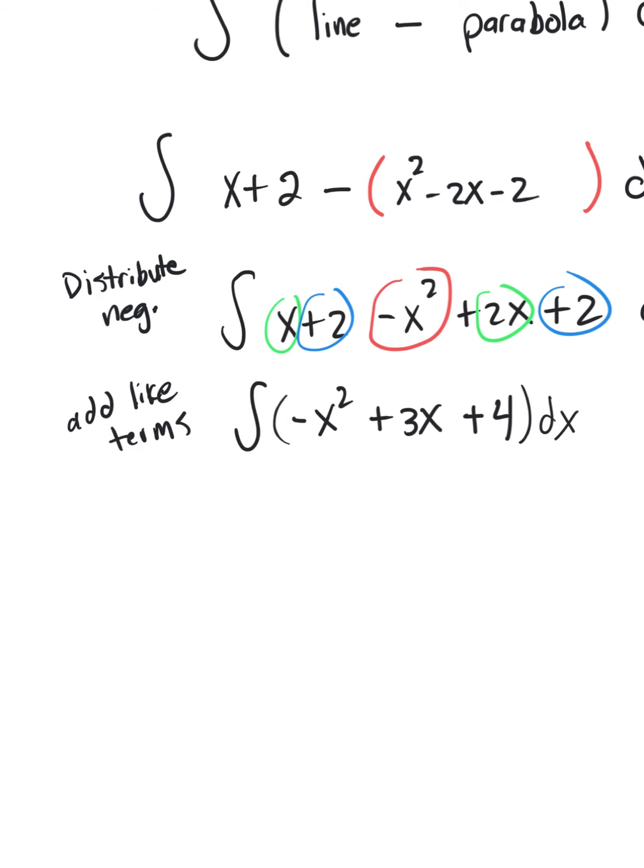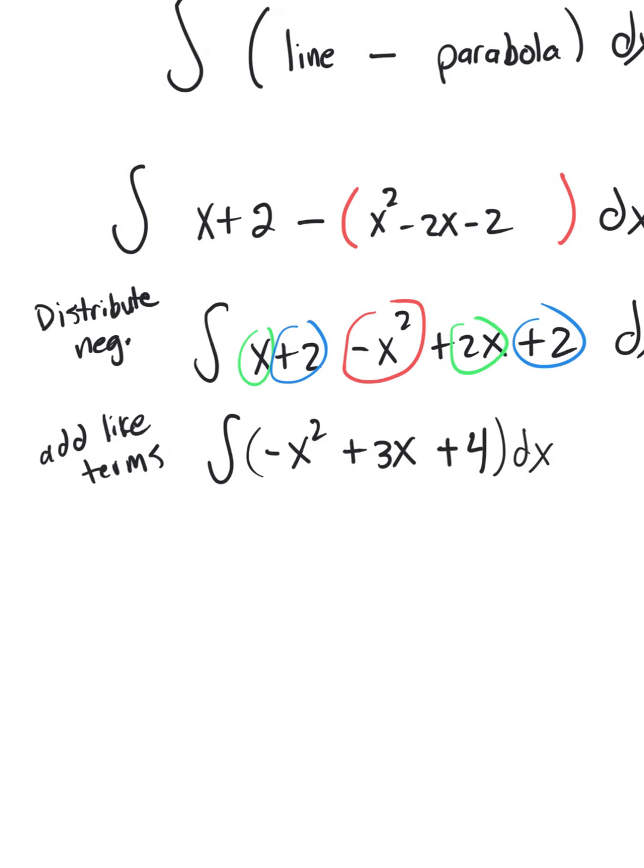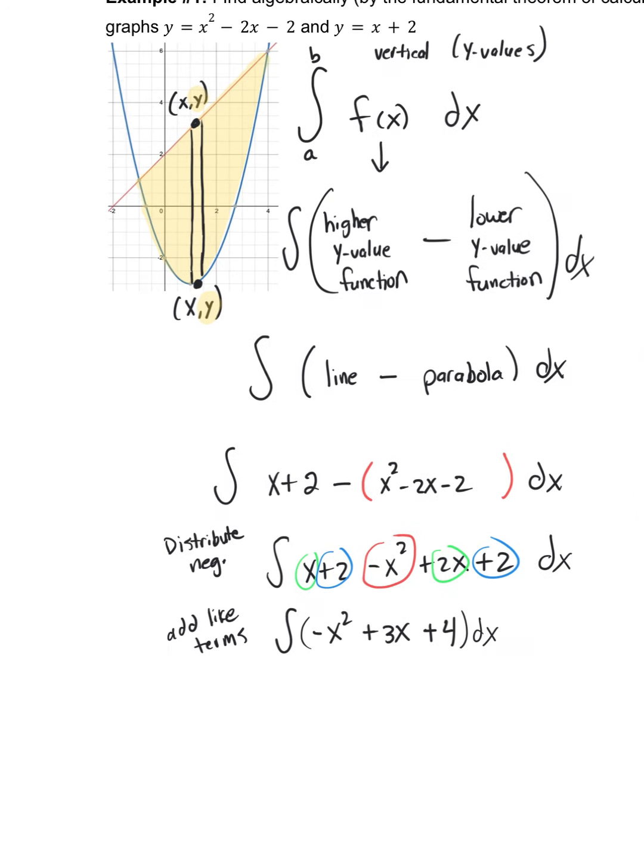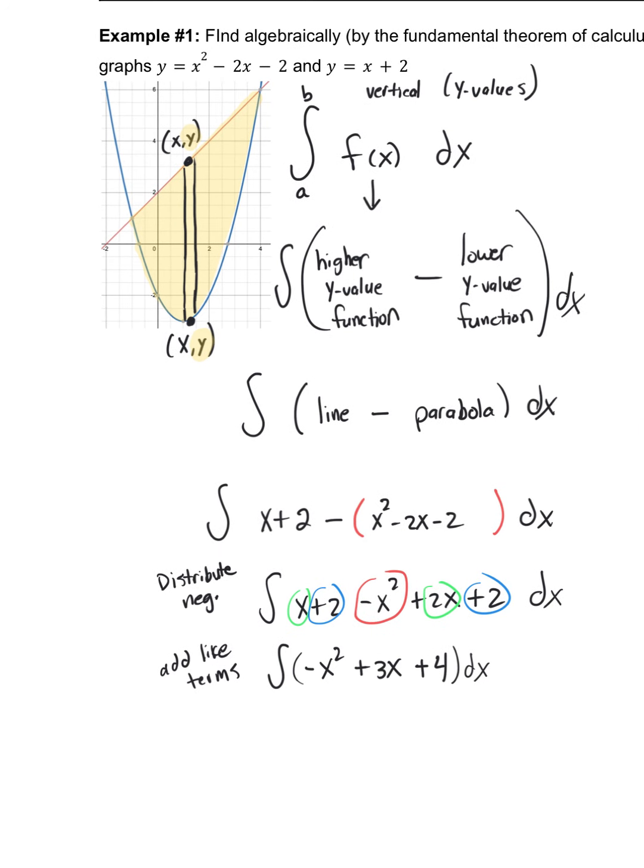All right, so we're halfway there to setting up our definite integral. We have our function, our integrand. So again, when you put in a vertical rectangle, you key in on the y values, and it is always the higher y value function minus the lower y value function. So in this case, it's the line minus the parabola. You plug them in, you distribute your negative, and you add like terms. So that is your first step, finding your integrand.